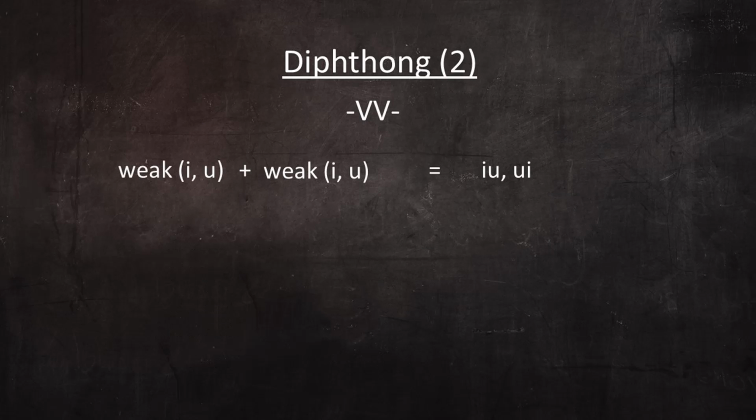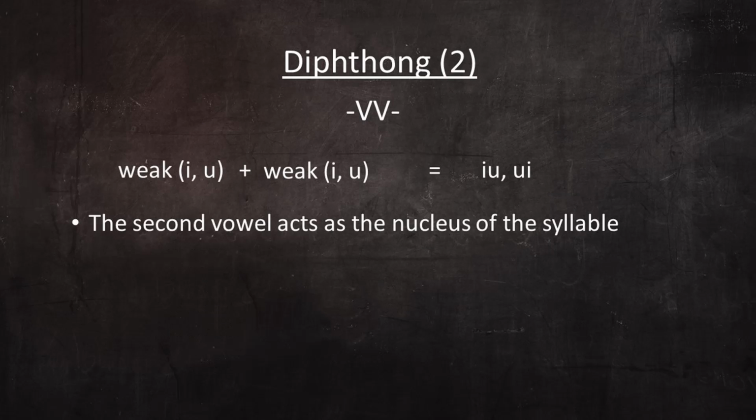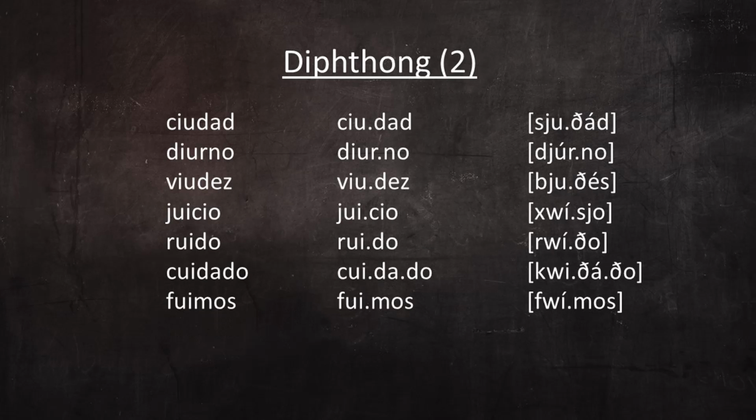Two weak vowels side by side also form a diphthong with a second vowel acting as the nucleus of the syllable. So the word viudo is divided up this way, viu-do. Observe these other examples.